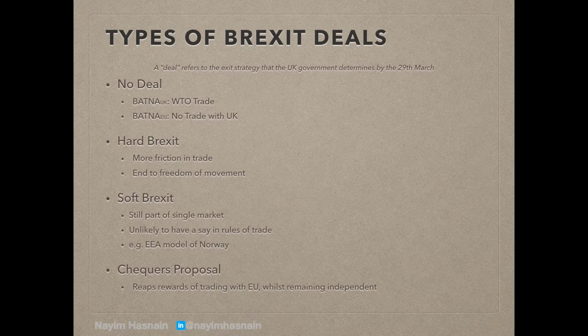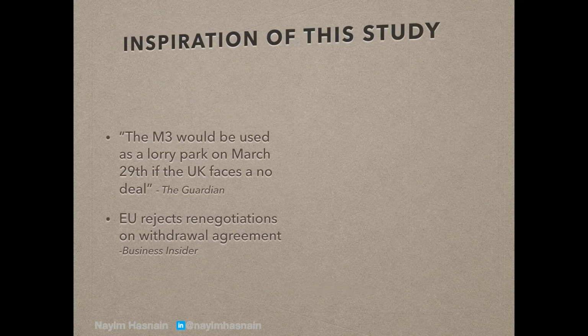Here I'll introduce the BATNA, which is the best alternative to negotiated agreement. This is the disagreement value each party receives if they walk away from negotiations. For the UK, it will be World Trade Organization rules, and for the EU, it will be no trade with the UK. What inspired my study?